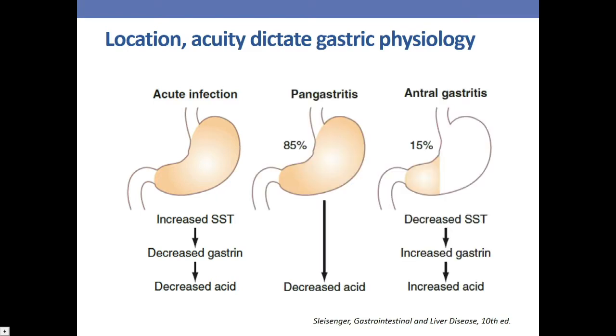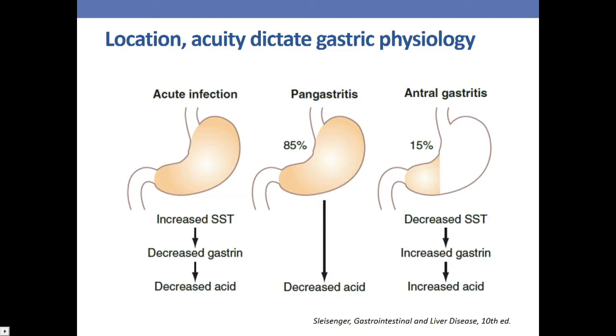And so then you have this chronic infection, this chronic gastritis that can then develop, and it can either be a pan-gastritis or an antral gastritis. And if you develop this pan-gastritis, you have that same increased SST and ultimately decreased acidity. That's compared to the antral predominant gastritis, which is less common, about 15% of cases, where you have decreased somatostatin, where the D cells are, which secrete the somatostatin. So SST is decreased, your gastrin increases, and you have increased acid.